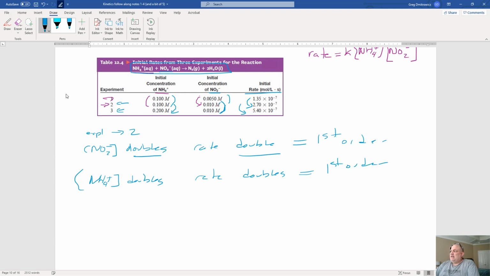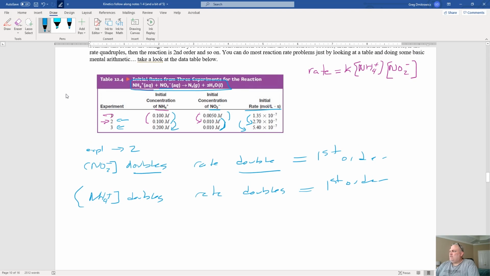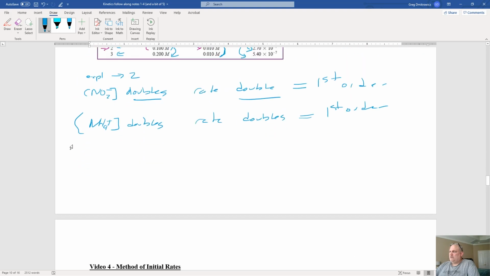Now, going back to our original equation up here, that would mean this. If you're writing it out now, we'd say rate is equal to k NH4 plus to the first order and NO2 minus to the first order. Often they won't even write the 1 in there. They'll just write it as k times NH4 plus times NO2 minus. Does that kind of make sense? I'm asking, although I know that you can't give a response.